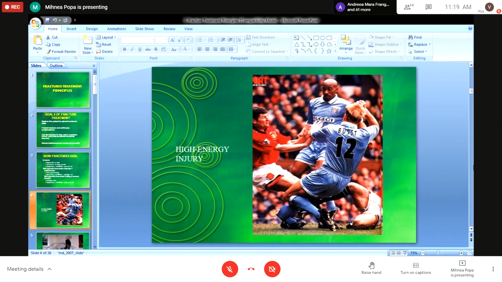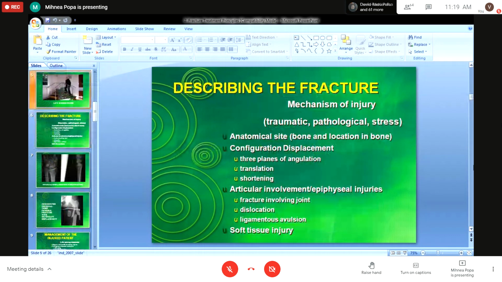This is important to have in mind when we discuss high energy injury: the force is so great that it doesn't destroy only the bone, but also the muscles, the subcutaneous tissue, the skin, the fascia, and all of these structures. The risk of septic evolution, the risk of malunion, the risk of pseudarthrosis is much higher than in lower energy.